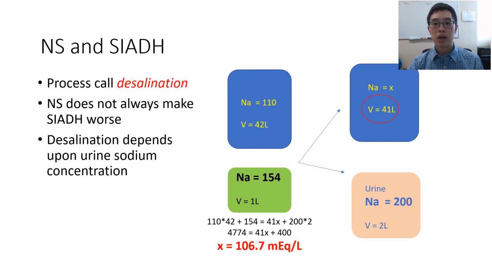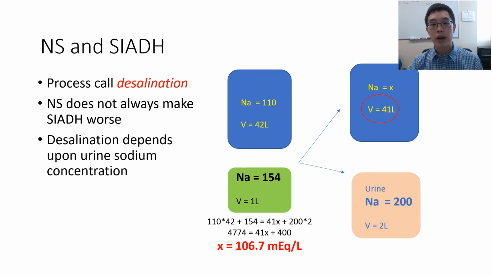Now let's start giving our patients some fluids and see what happens to them. In this example, we will give our patient 1 liter of normal saline, and everything else from the previous slide remains the same. Recall that the sodium concentration in normal saline is 154 millimoles per liter. Also remember that the volumes on the left side must equal the volumes on the right side. So if we do some algebra, we can see that in this scenario, our patient has once again ended up with a lower serum sodium concentration of 106.7.